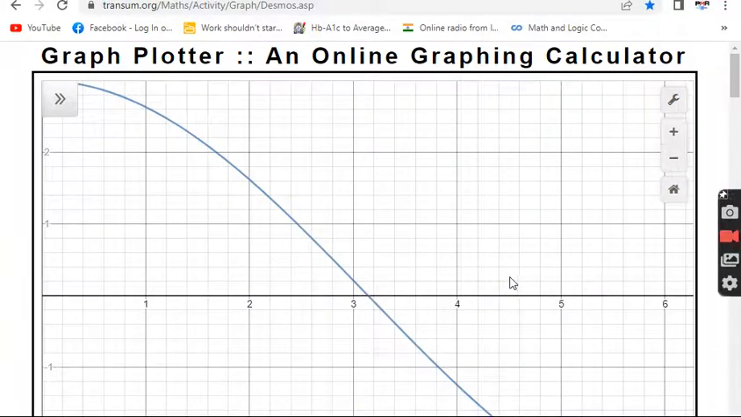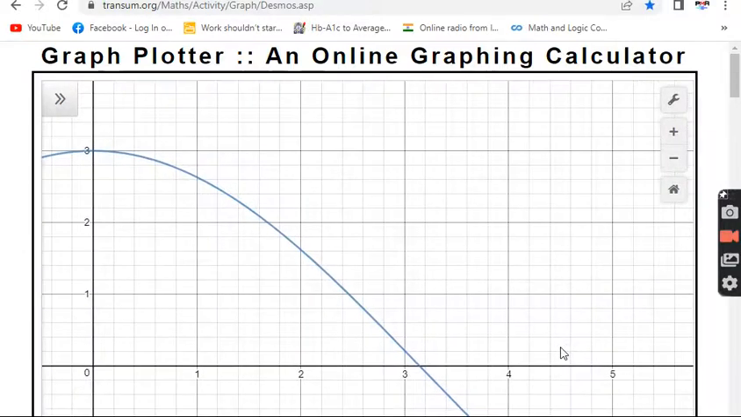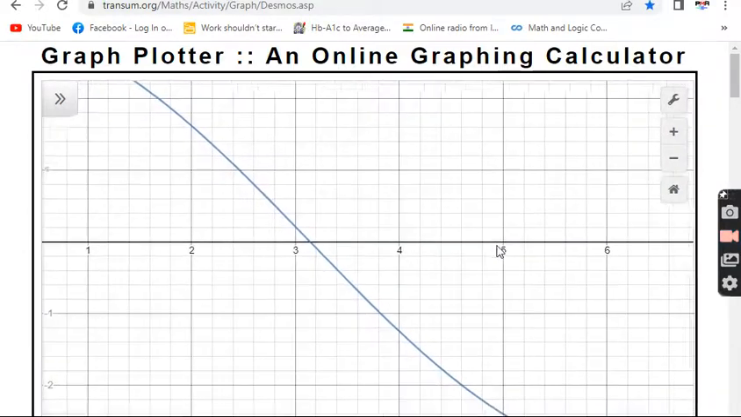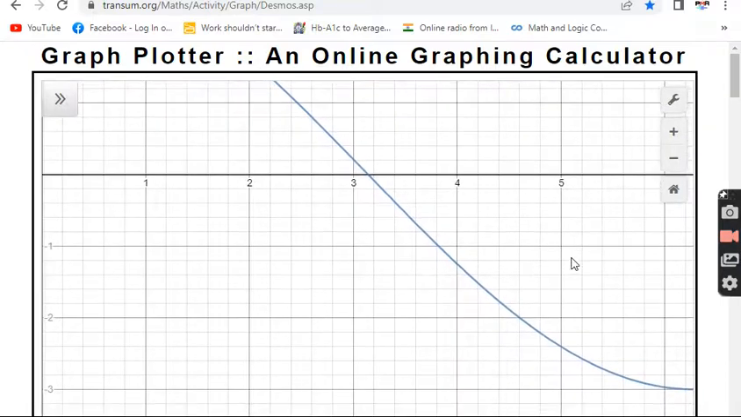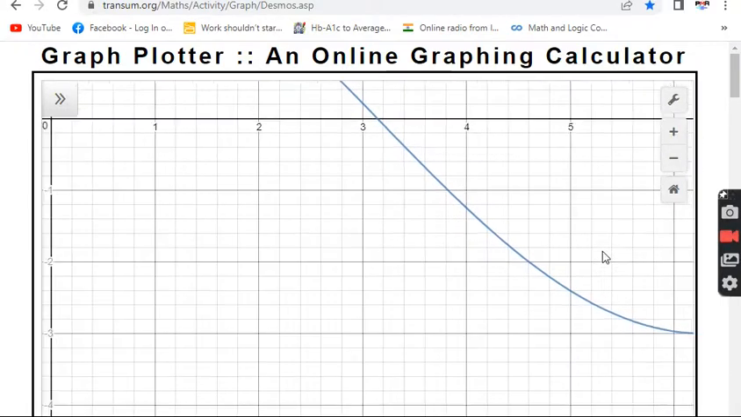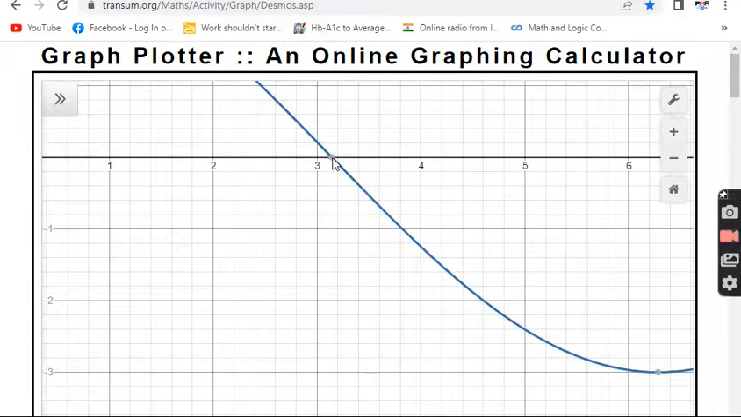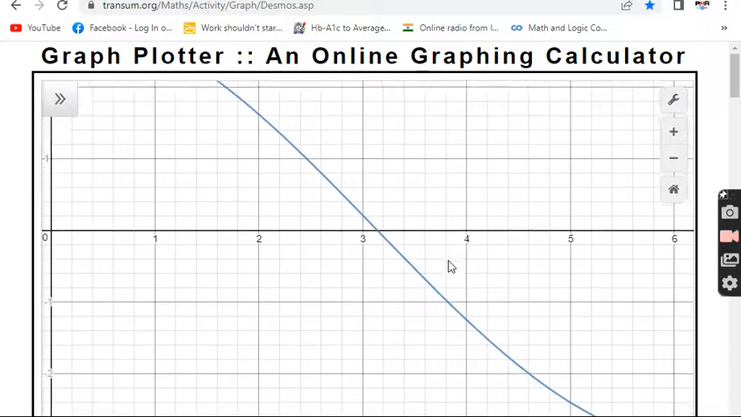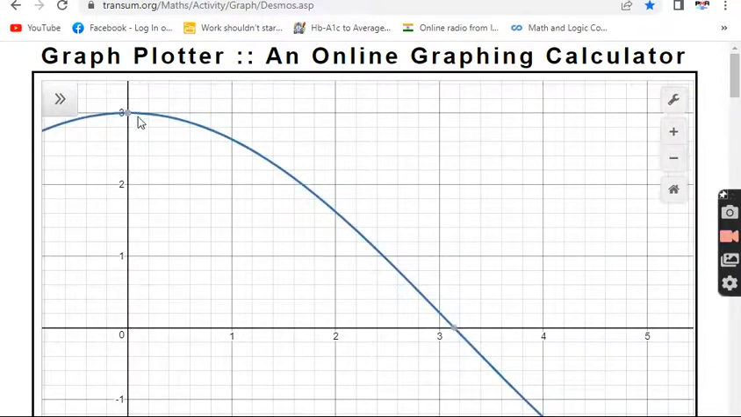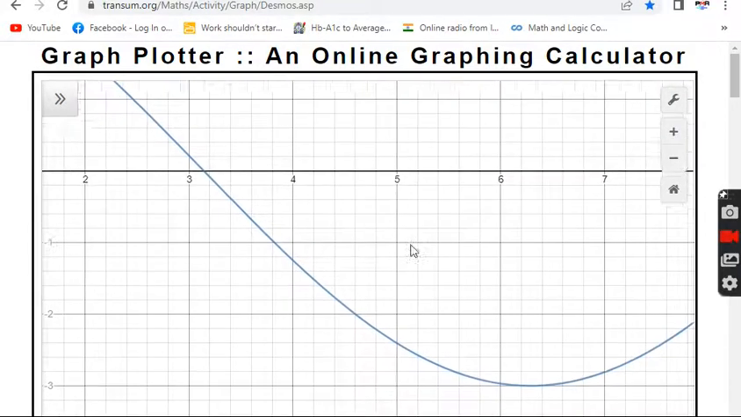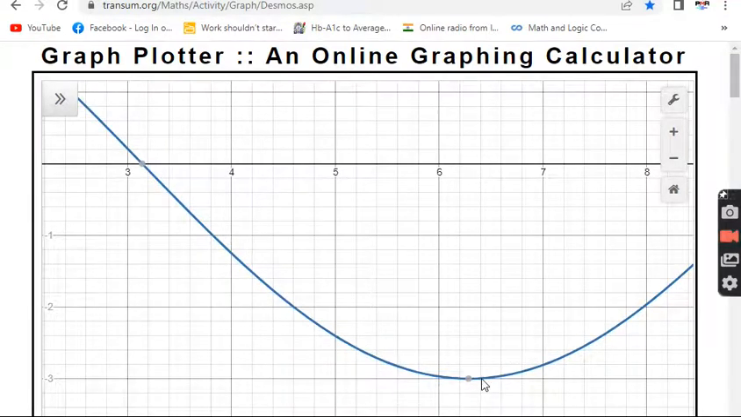See, this is the graph. Start from 3 and then end to minus 3. Yes. This is minus 3, this point. Look at this, 2 pi comma minus 3. This is pi comma 0 and this is 0 comma 3. You can check 0 comma 3, pi comma 0 and 2 pi comma minus 3. So hope you understand our graph is 100% correct.